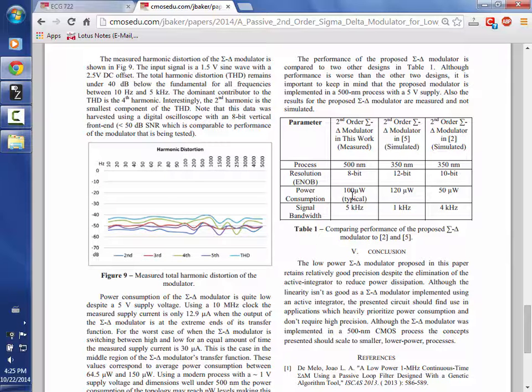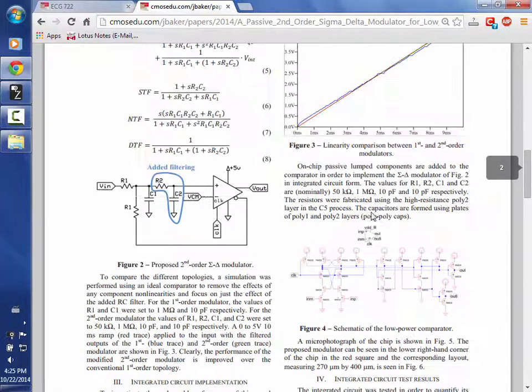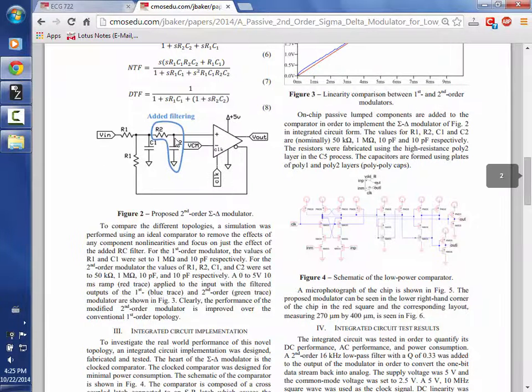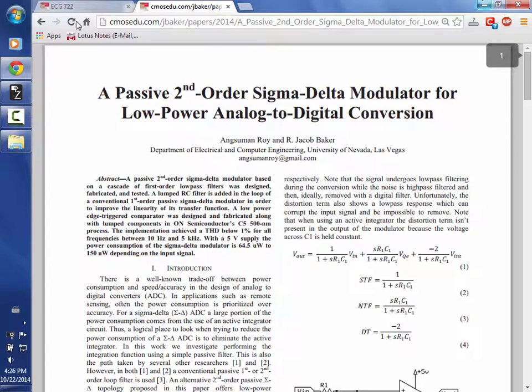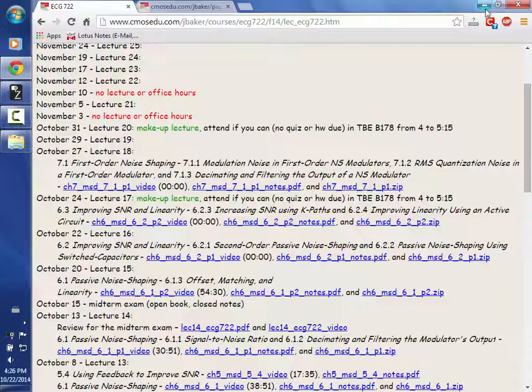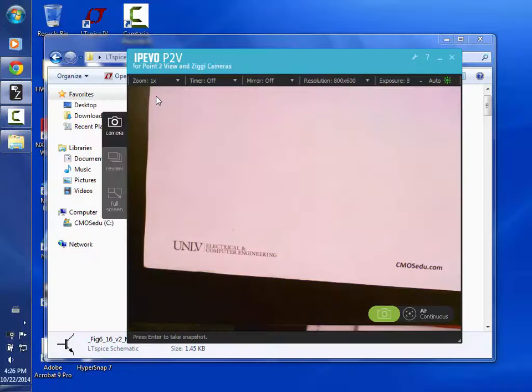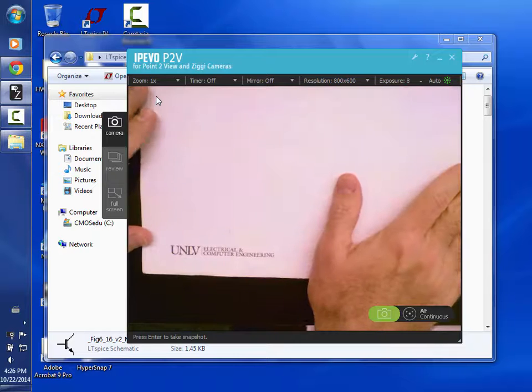So, do you have any other comments? Angshuan? No comments? All right, so you can see that's a practical, very low power topology. It doesn't burn any current unless the comparator is switching or you've got an input that's different than VCM, I guess. Any questions on the passive second order noise shaping modulator?